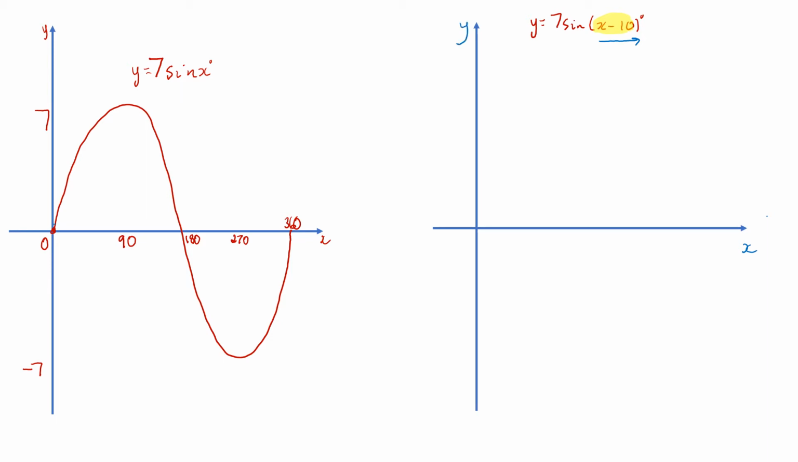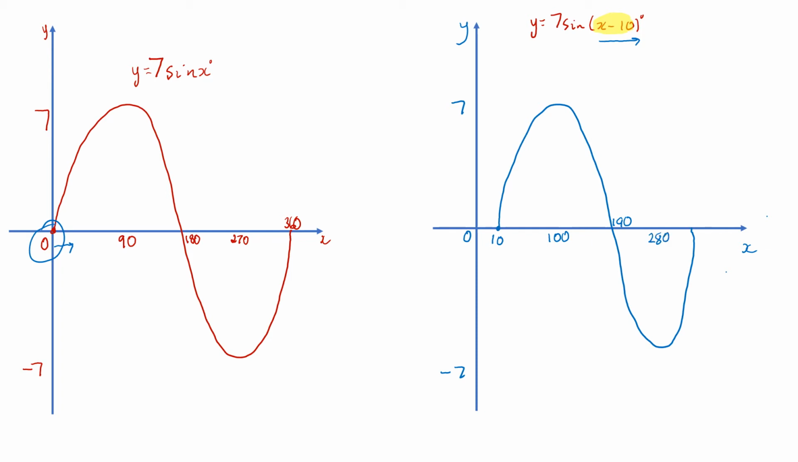So instead of starting at 0, we're going to start 10 degrees further in. What I'm going to do to start off with is draw my trig graph as normal. So it goes up to 7, down to minus 7. This point here is 0, but this point here is 10, because I've moved it 10 degrees right. Instead of having the maximum at 90, the maximum is going to be at 100. Instead of a root at 180, we're going to have a root at 190. Instead of a root or a minimum at 270, we're going to have a minimum at 280. And then the final point here is at 370 degrees.